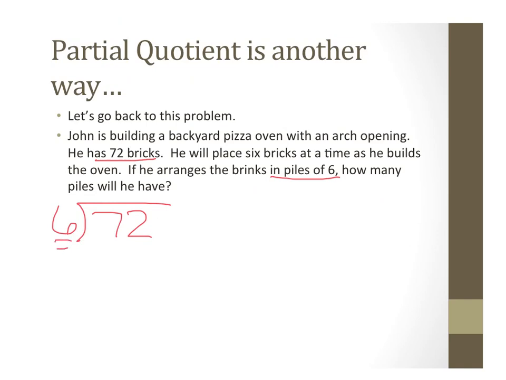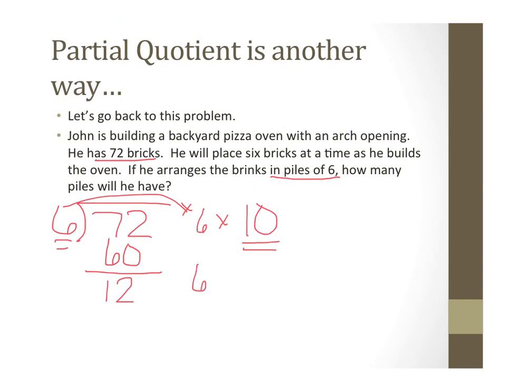I'm going to think about some easy things I know. I know that piles of 6 grouped by 10 would be 60 bricks. So he would make 10 stacks of 6, and he would use up 60, because 6 times 10 is 60. That means he has 12 left over. I know that 6 times 2 is 12.